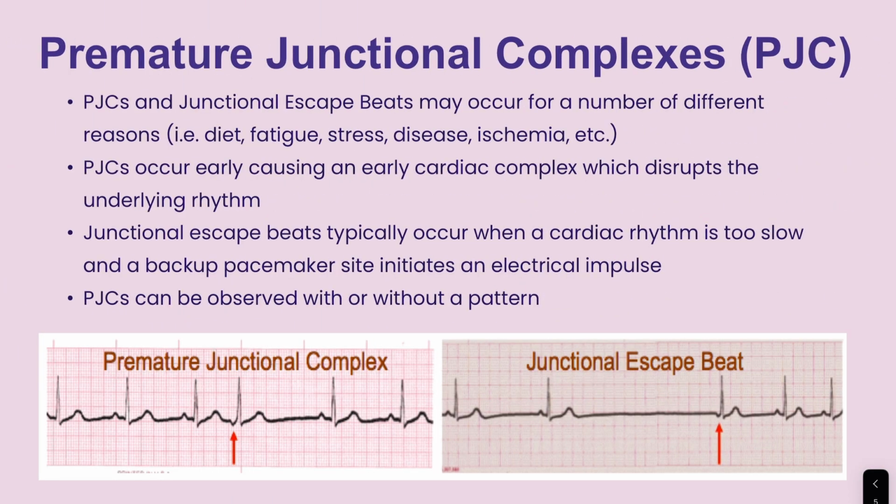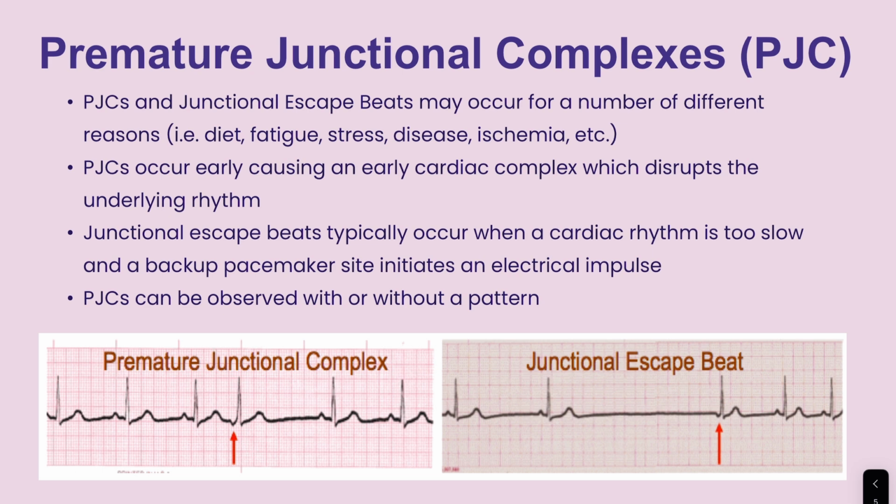Premature junctional complexes, or PJCs, and junctional escape beats may occur for, again, a number of different reasons: diet, fatigue, stress, disease, ischemia, etc. The PJCs occur early, causing an early cardiac complex, which disrupts the underlying rhythm. This should sound familiar. It's very similar to your PAC. Now, the difference here is junctional escape beats typically occur when a cardiac rhythm is too slow and a backup pacemaker site initiates an electrical impulse. PJCs can be observed with or without pattern, just the same sort of thing.